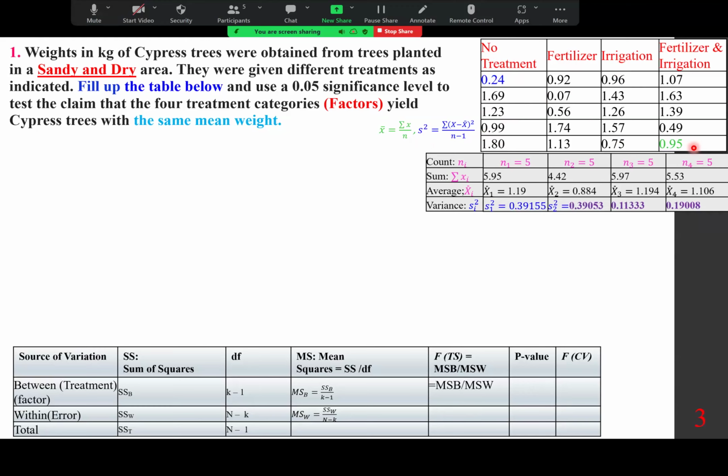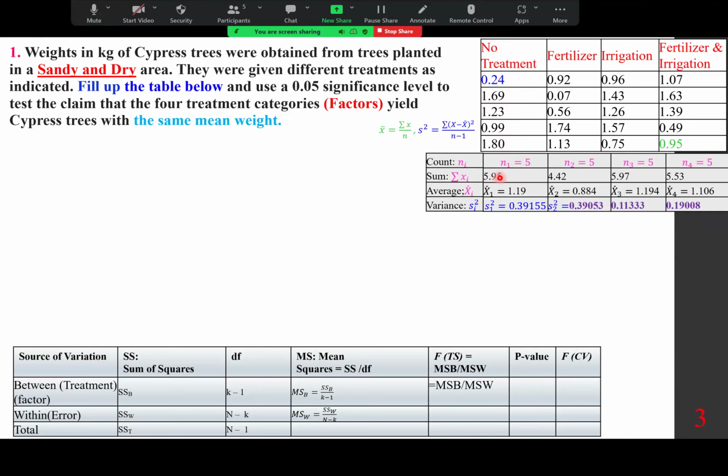Again, for example, the first group, how many do we have? That's the count, n sub 1 equals 5. What is their sum? Add 0.24, 1.69, 1.23, 0.99, 1.8, you get 5.95. And what is x bar? X1 bar.